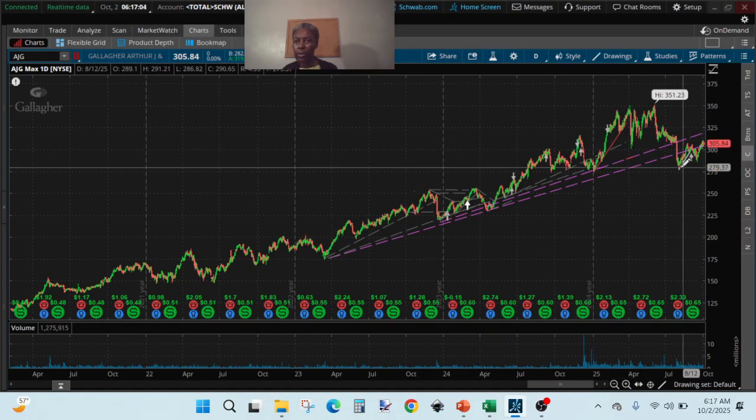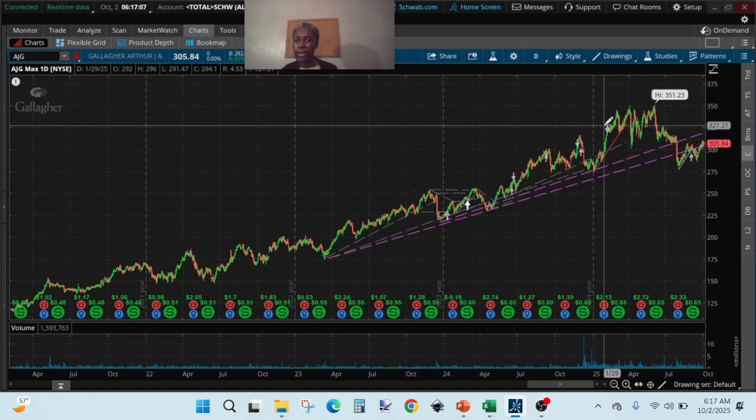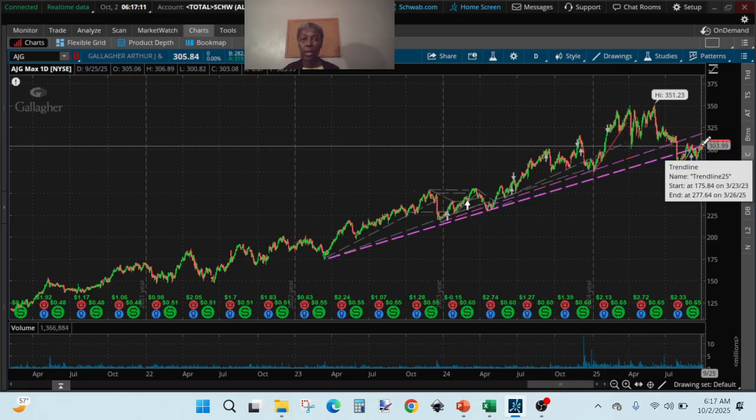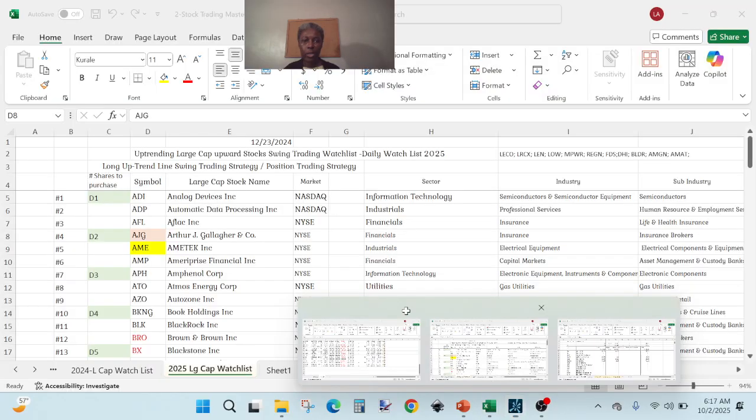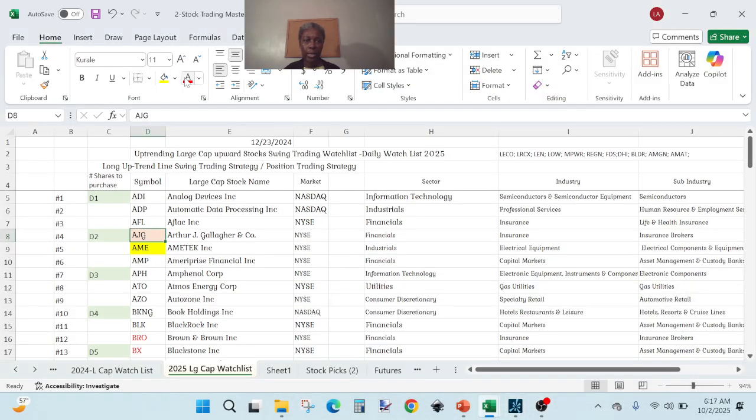So, in this instance that we are thinking about buying, the price when the market closed was 305. So at 305, now we did this and we know that it can be a buy. So I'll go to my spreadsheet and I will probably turn it red if I'm going to buy.